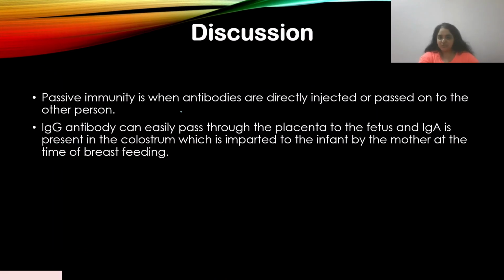So passive immunity is when the antibodies are directly injected or passed on to the other person. IgG antibody can easily pass through the placenta to the fetus. IgA is present in the colostrum, which is imparted to the infant by the mother at the time of breastfeeding. We've already discussed this. IgG and IgA. Remember these names. If they ever ask you in the exam, you know the answer, right? Okay. So this was simple.